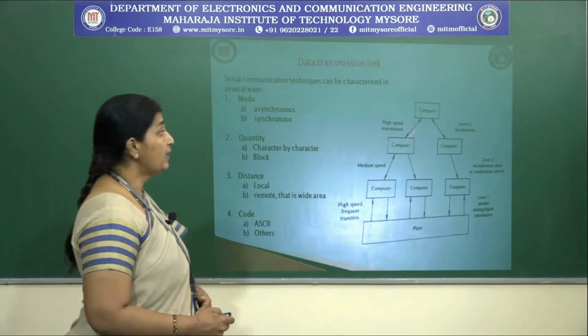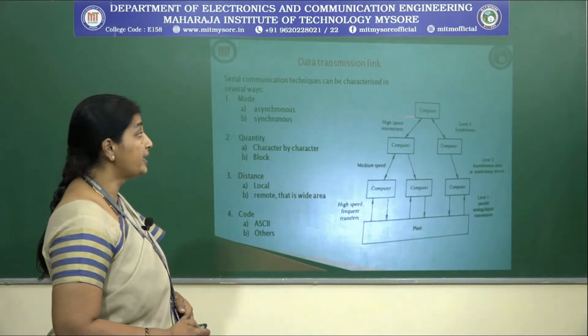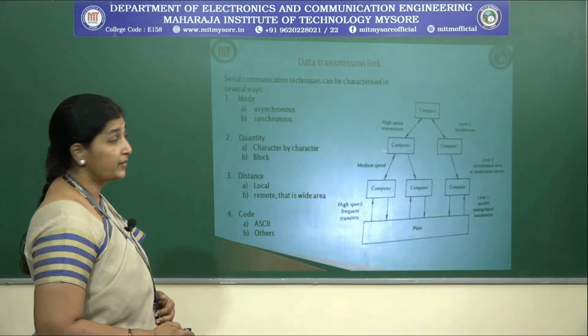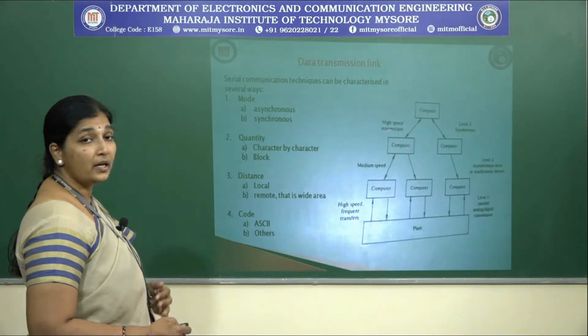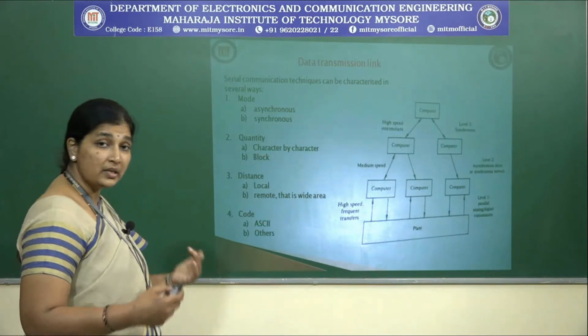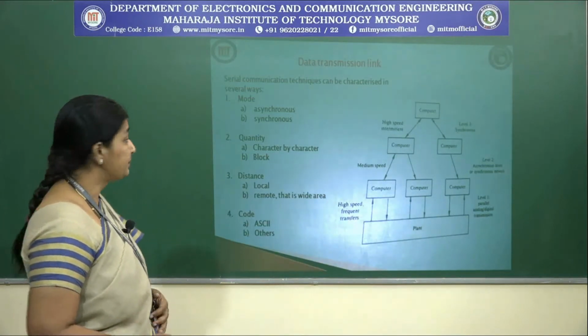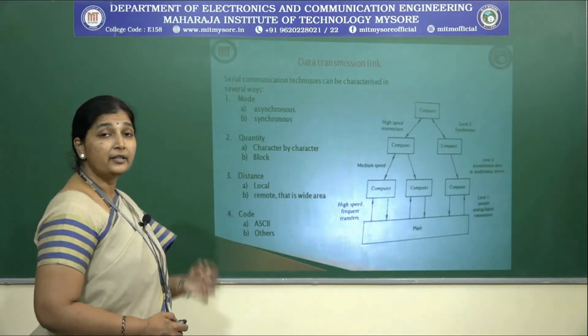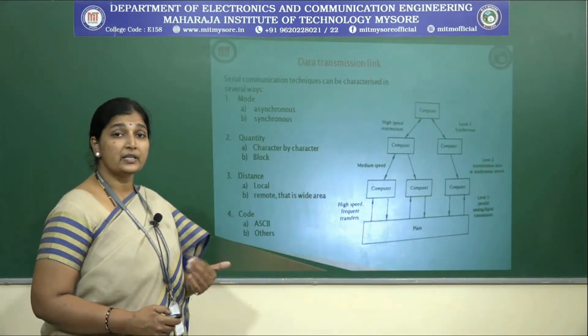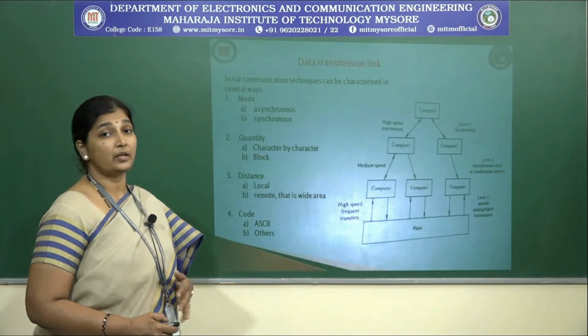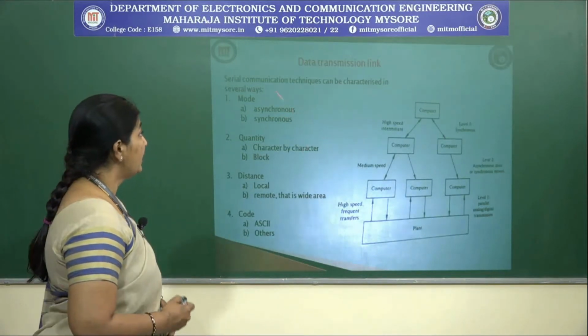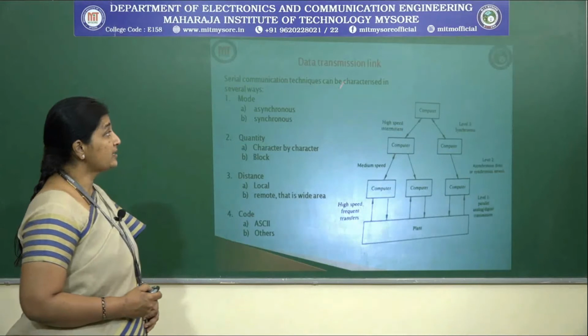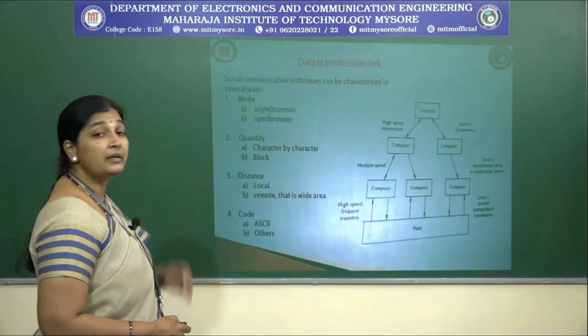Okay, level 3 requires a high speed intermittent link from one computer to another computer, which in turn sends a signal to the next level. Okay, so the data transmission link plays a vital role in sending and receiving data from one computer to another. So based on that, in serial communication techniques, we can characterize them in different ways.